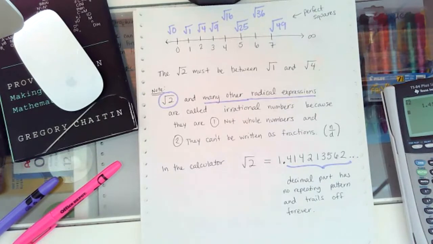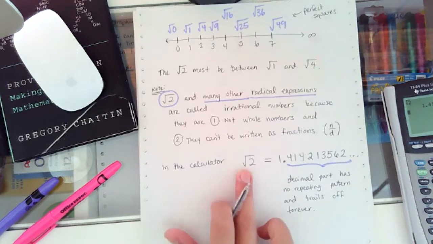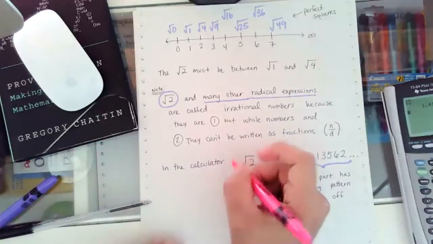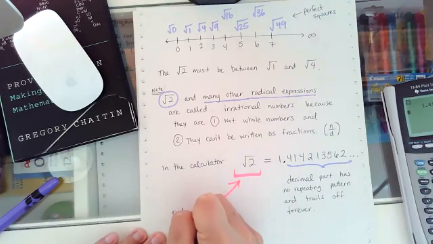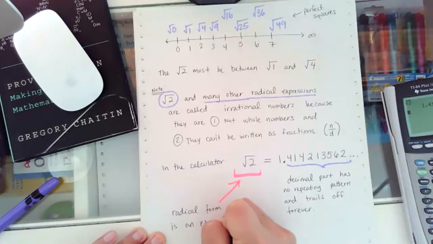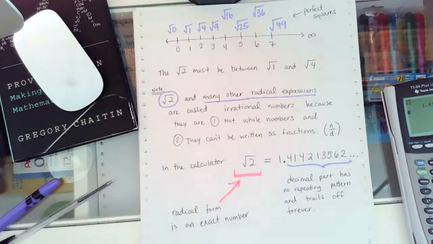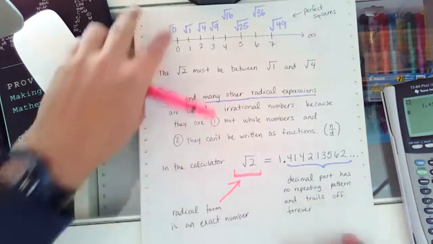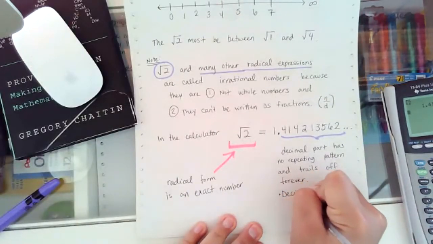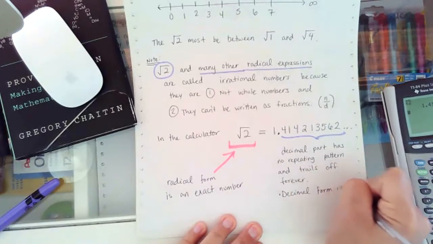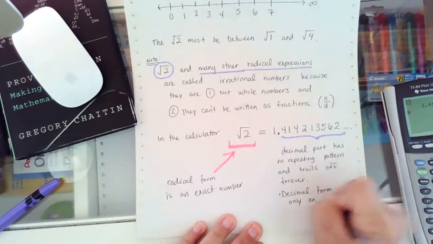So if we were to cut that number off at 1.414, it would be close to the square root of 2. But it turns out that this radical form of the number is an exact number, whereas this decimal part is just an approximation. The decimal form is only an approximation.